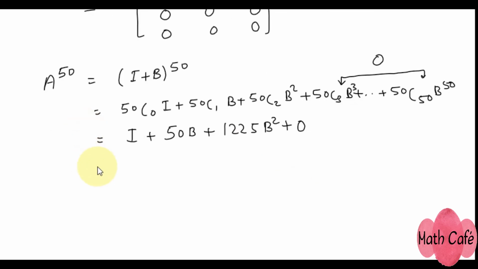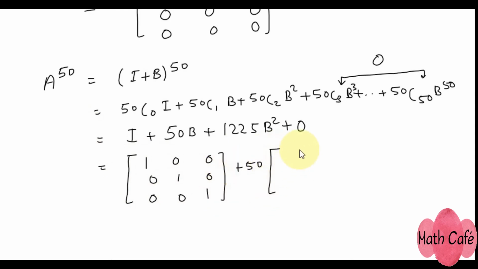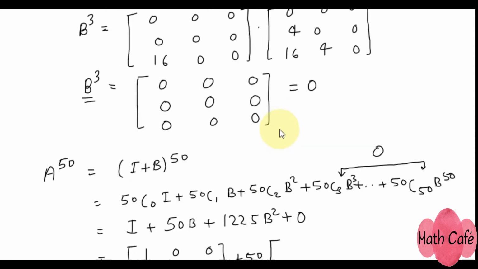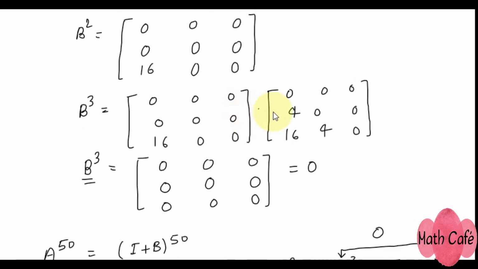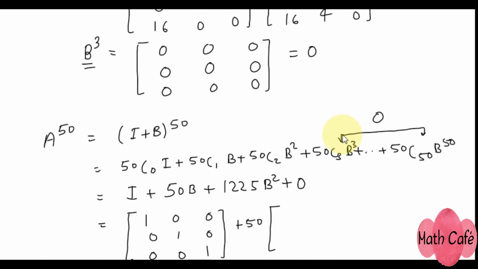Alright, so I is of order 3 cross 3, so that is [1 0 0; 0 1 0; 0 0 1], plus 50 times B, and matrix B is [0 0 0; 4 0 0; 16 4 0].